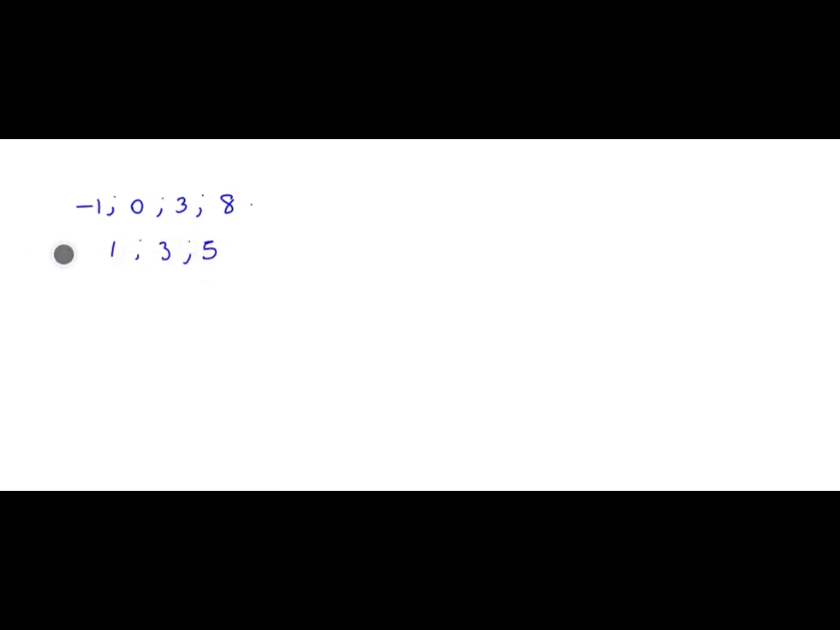And this is my first difference, which I said to you will resemble an arithmetic pattern. So this is my Tn, basically. And of course, if I subtract 1 from 3, I get 2. If I subtract 3 from 5, I get 2. And this is my second difference, which is actually my common difference.